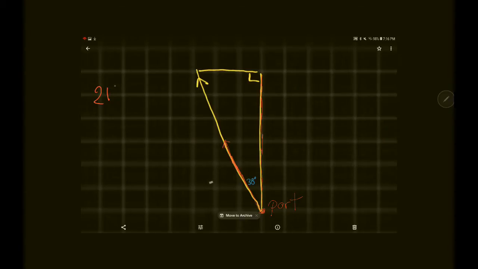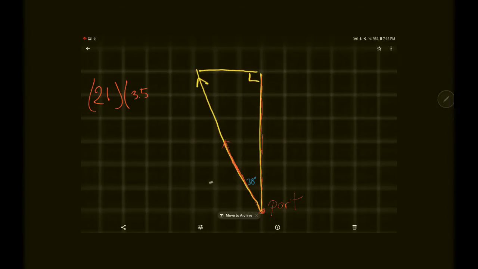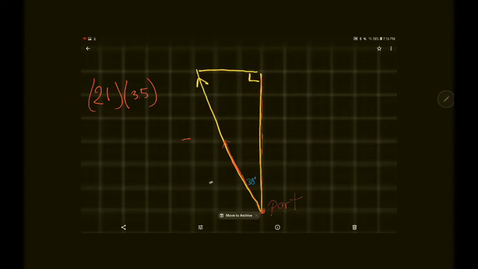21 knots times how much time? Between noon and 3:30 is 3.5 hours. 21 times 3.5, let's see what that is. As you're watching this too, you can stop at any time and see if you can work ahead, and then take a look at it when I catch up with you. 21 times 3.5 is 73.5 nautical miles.